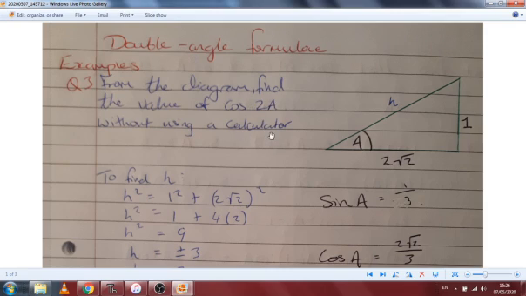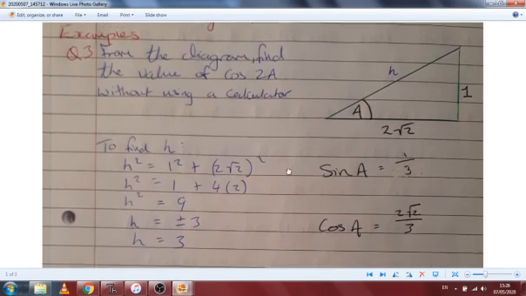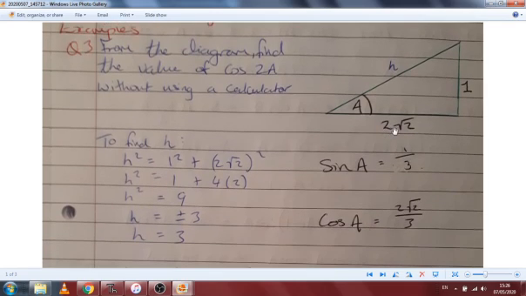We don't want to use a calculator, so we have to use a different method. First off, we can draw the triangle. We know that we have an angle A, and we can then set the other sides. From our diagram, we know that the base is twice root 2, the vertical is 1, and we can then find h. So we use Pythagoras' theorem to find h.